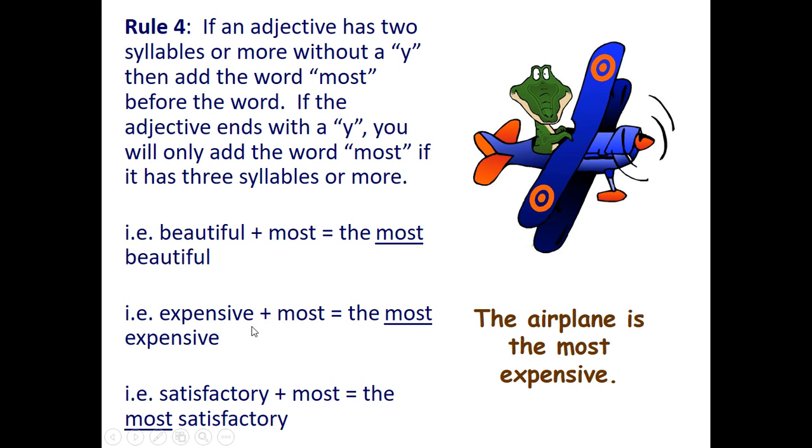The word expensive, 3 syllables. Put the word most out in front. That is the expensivest thing ever. No, don't do that. Don't put the EST at the end of it. You want to put the most expensive. Satisfactory. Again, lots of syllables there. Just say the most satisfactory. So this would be the airplane is the most expensive.